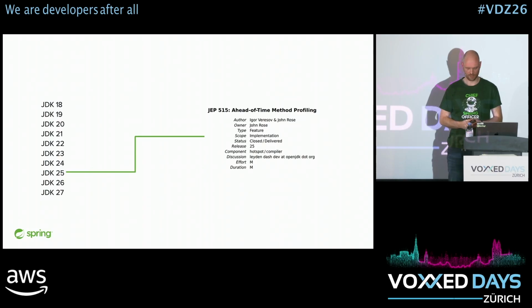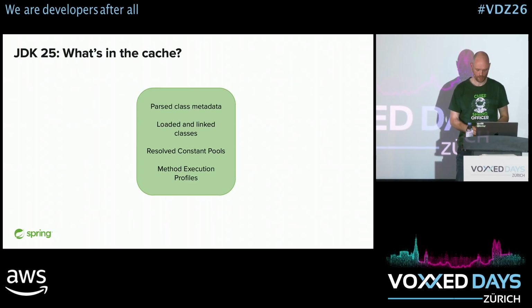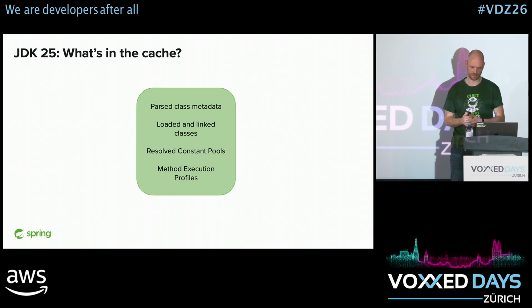But they also delivered other stuff from Project Leyden, this time in Java 25, which is called ahead of time method profiling. What's now in the cache? Parsed class metadata, loaded and linked classes, resolved constant pools, so the stuff from JDK 24 is in the cache. But now there are method execution profiles.